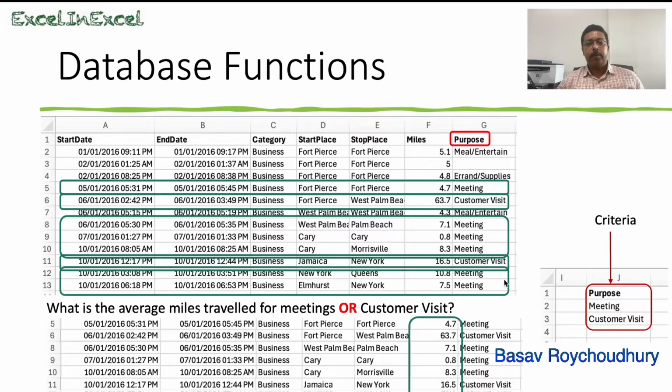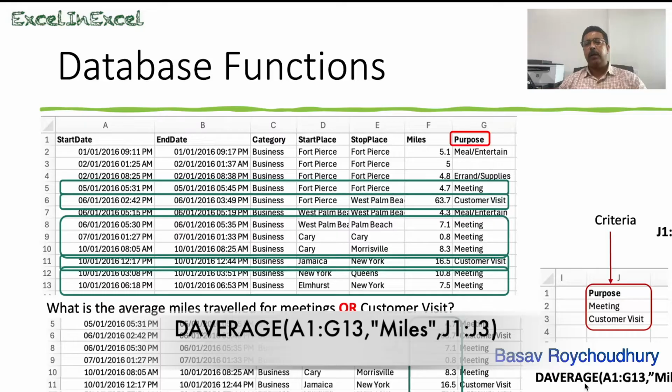That means if we have this OR condition, we write our possible values in separate rows. So this time our criteria becomes a range of one column and 3 rows, that is J1 to J3, and therefore our formula would look like D average A1 to G13, that's the range that we had taken before, miles remains as it is, and J1 to J3, right? Again, we can work this out in Excel and see the result for ourselves.